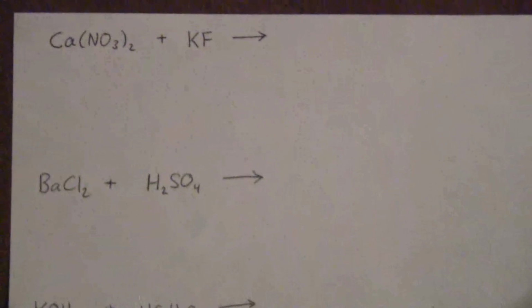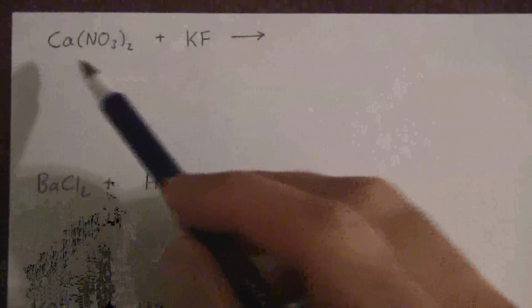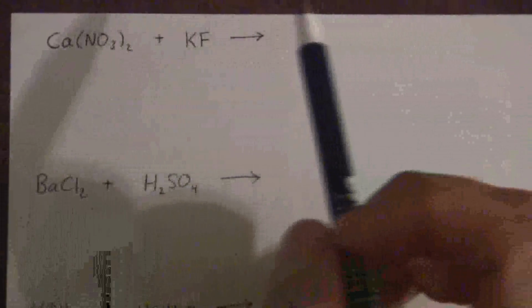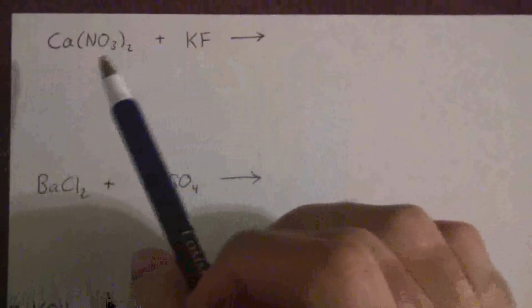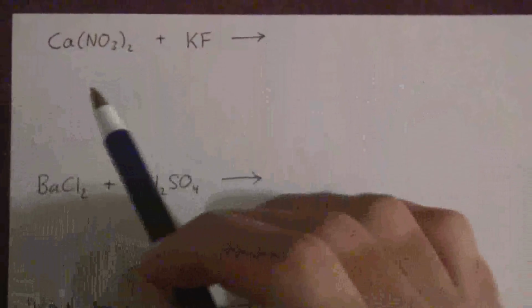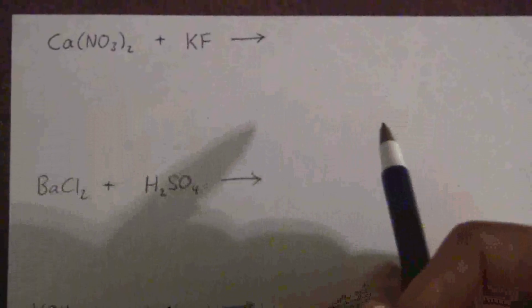All right, we're going to look at several different chemical equations. We're going to predict the products and then look at this equation. We're going to balance it and then write the total ionic or the complete ionic equation as well as the net ionic equation.